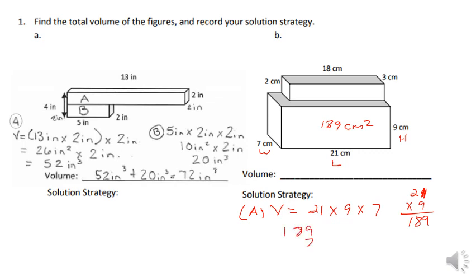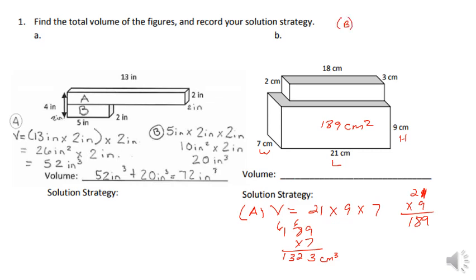Now when I multiply by 7, 189 times 7, it's going to give me the volume of the whole prism. That's 63, 56, 62, so it's going to be 1,323 centimeters cubed. Okay, so that is A.